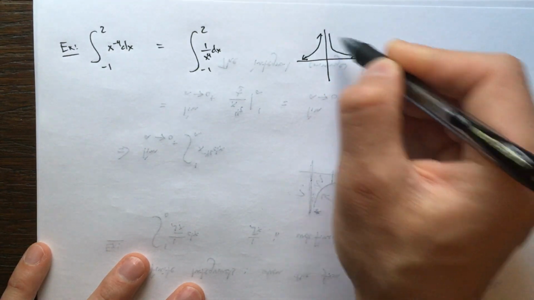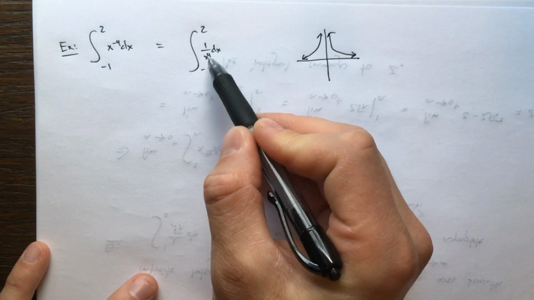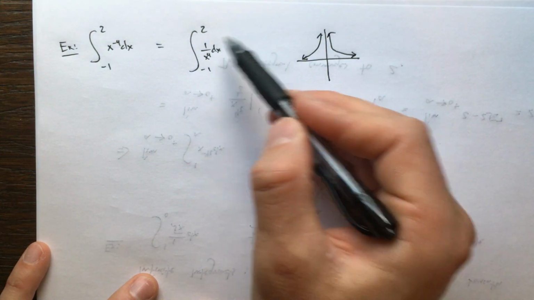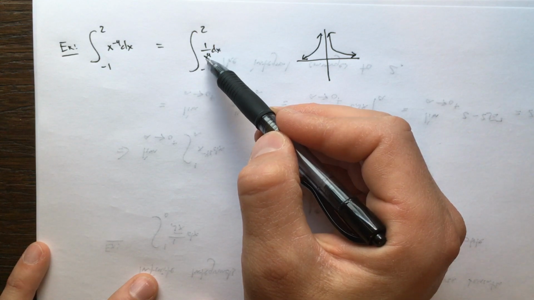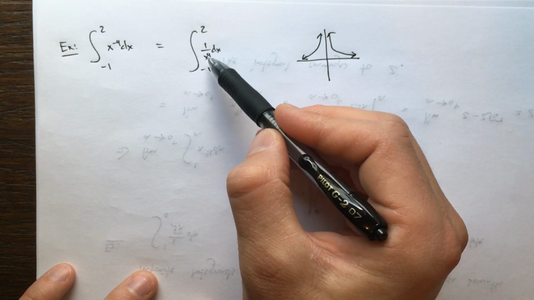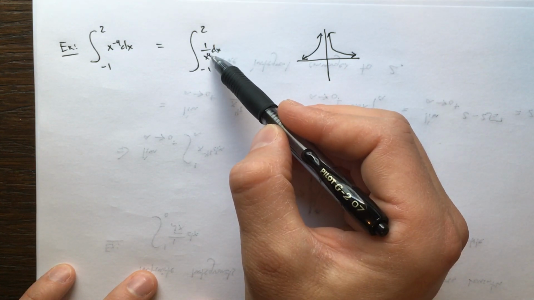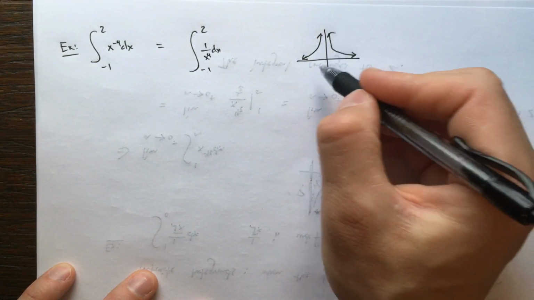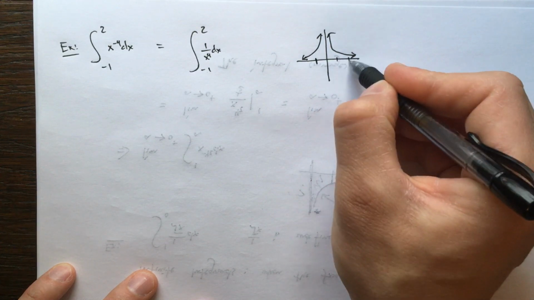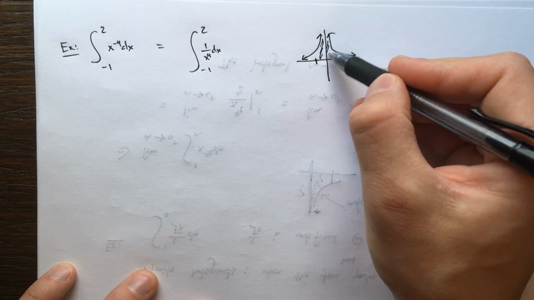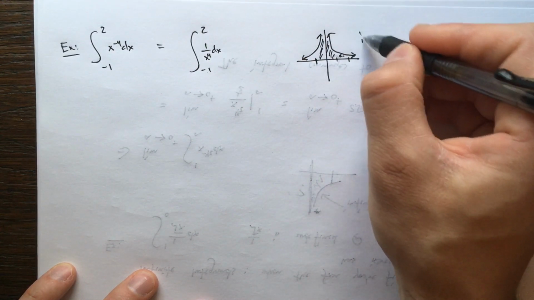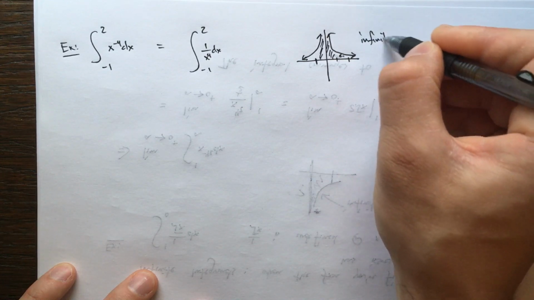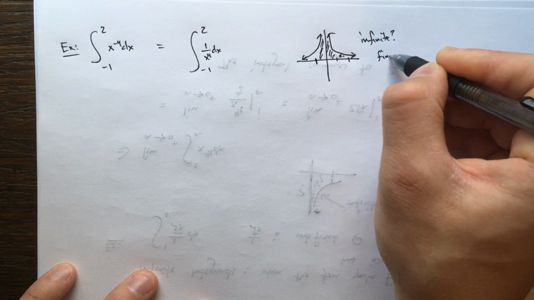It looks like this. Now notice you can plug -1 into that, no problem. And you can also plug 2 into that, no problem. But you have to have the knowledge to say, wait a second, this is undefined at 0, and 0 is between -1 and 2. So this is not a trivial thing, because I'm going from -1 to 2, so I want to know if this area right here is infinite or whether it is finite.